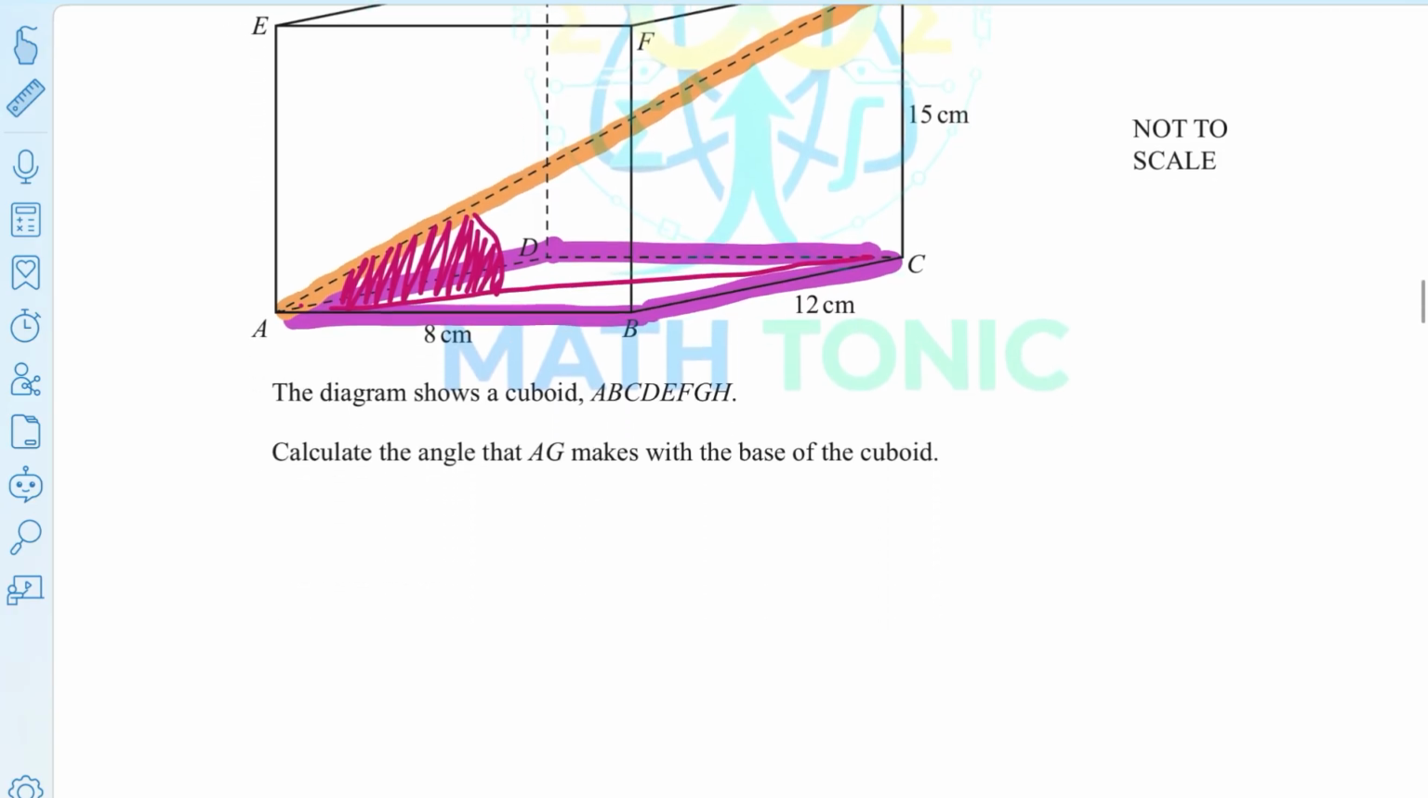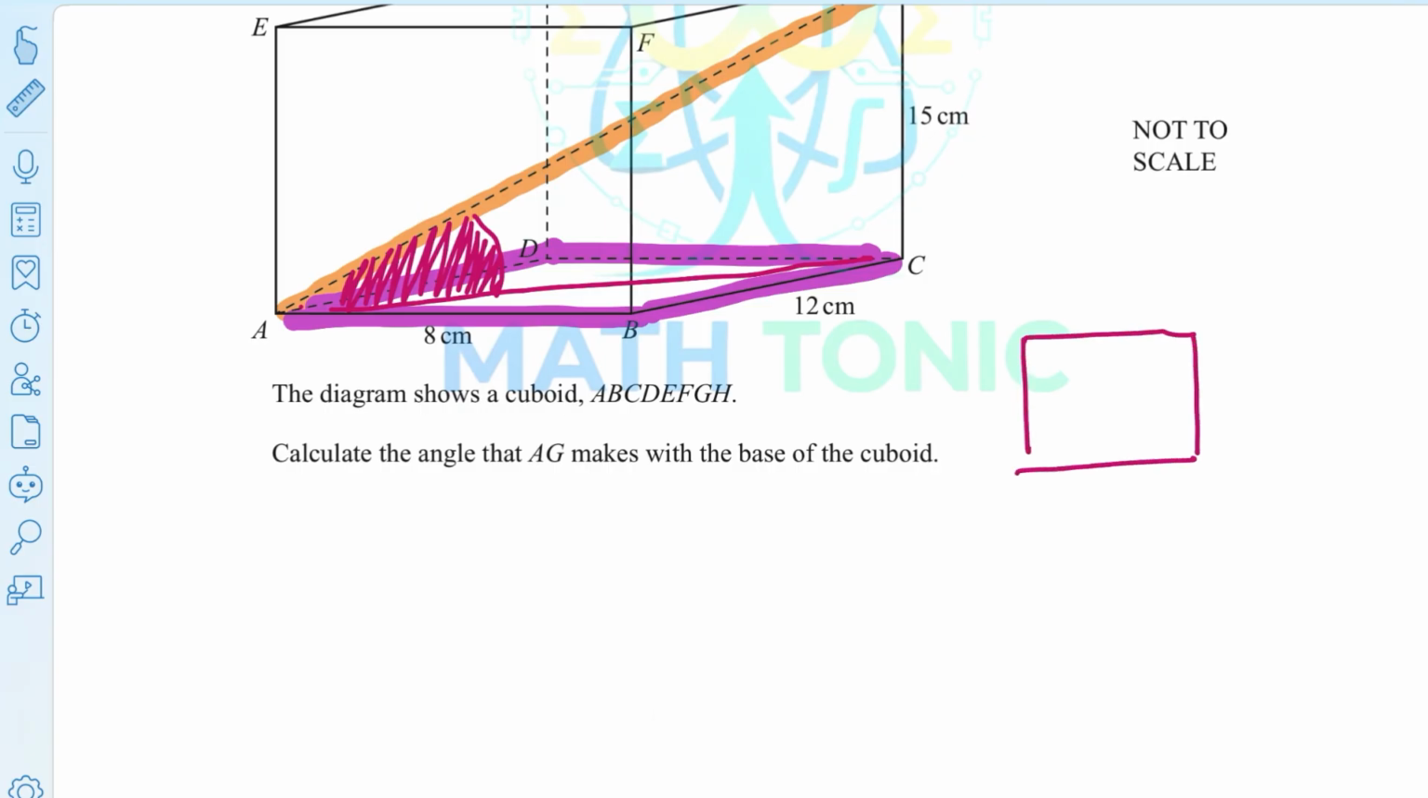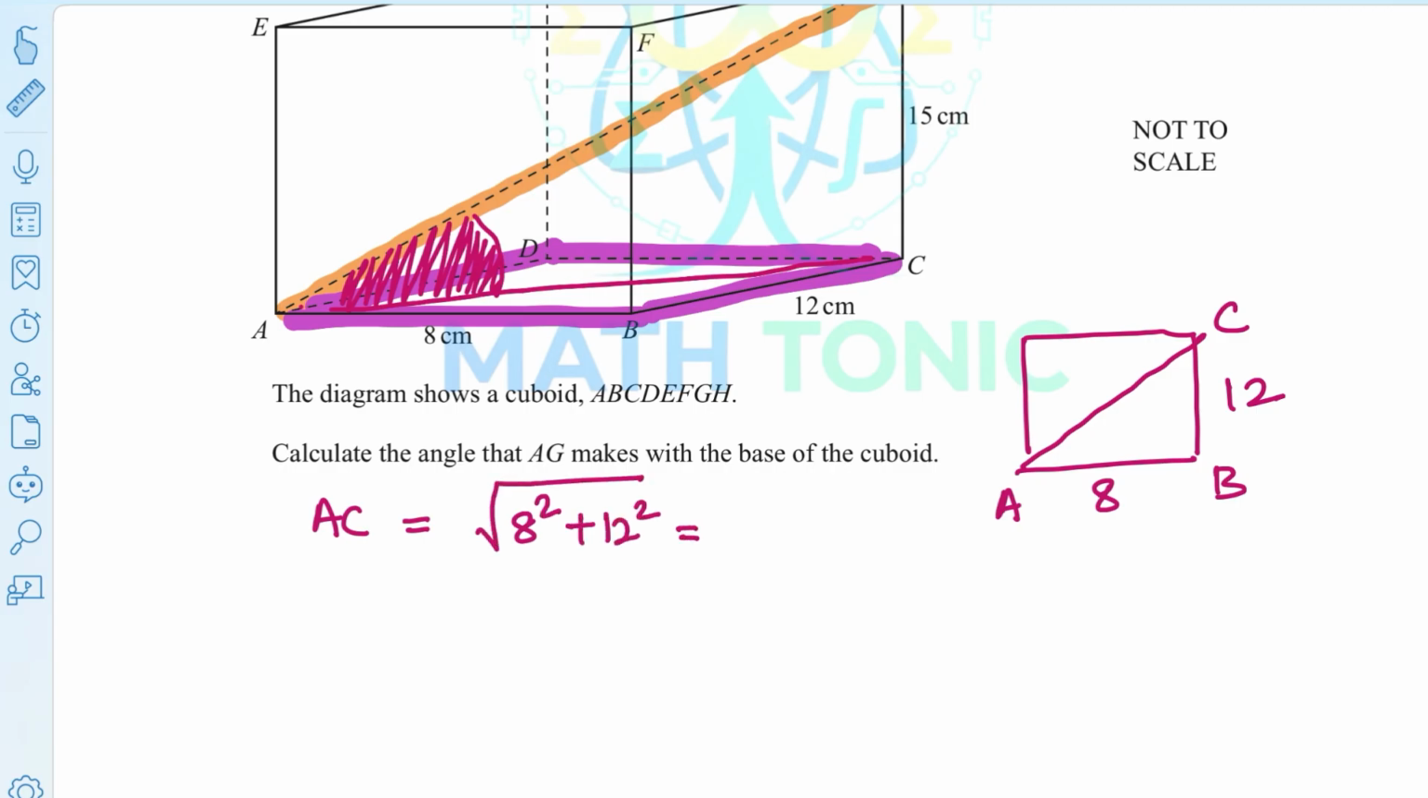Now if you see this, the bottom base is a rectangle. This is 8, this is 12, so we can find the diagonal very easily, right? For example, this is A, this one is C, this is B. So how to find the value of AC? Pythagoras theorem. It is the square root of 8 squared plus 12 squared, and that equals 14.422 centimeters.